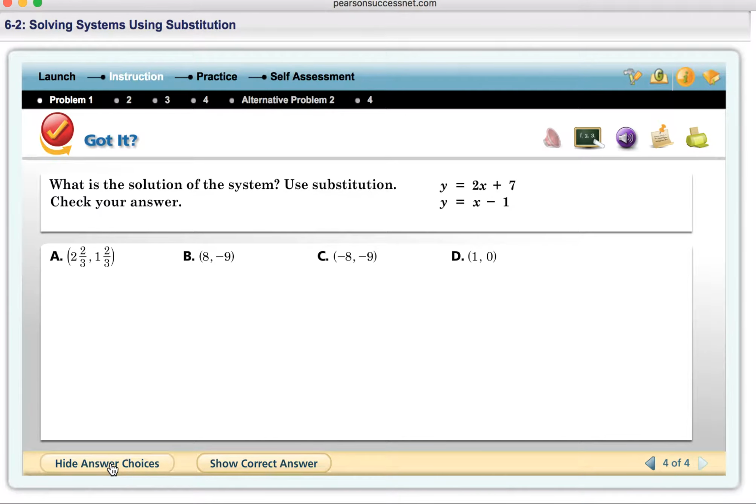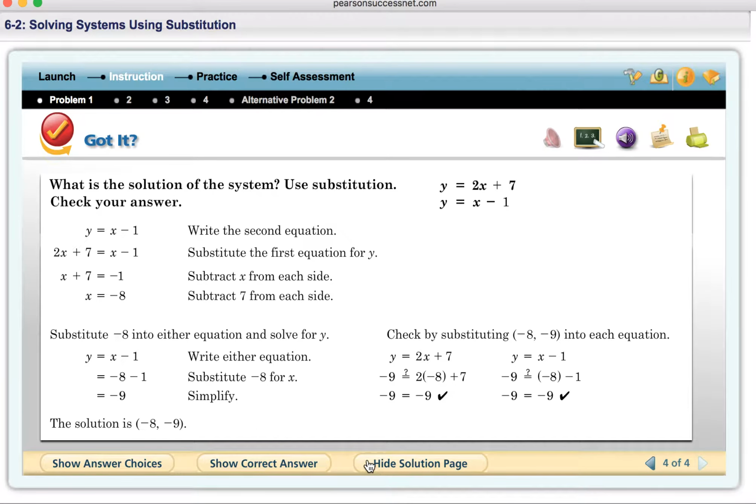Here are some answer choices. Hopefully whatever you got is close to one of these. The correct answer here is negative 8, negative 9. Let's look at the solution and how we went about solving this.